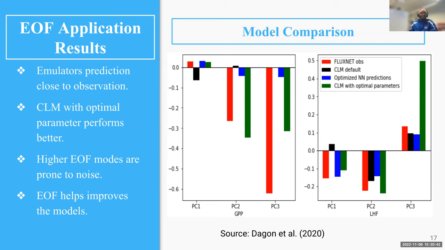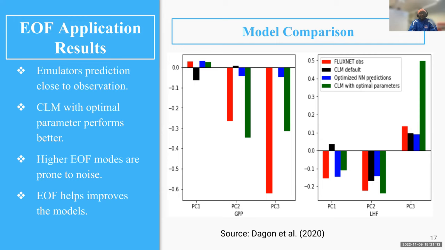After doing that, they got those parameters and gave them to the climate land model, on which they ran the test case. What they were predicting was the sensible heat. So this FluxNet observation, the one in red, is the sensible heat. Then the CLM, which is the Community Land Model, the default test, they just ran the default without applying the EOF on the parameters.